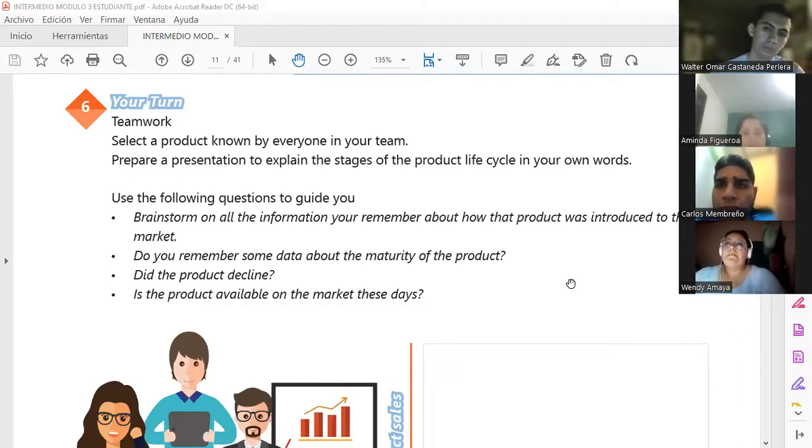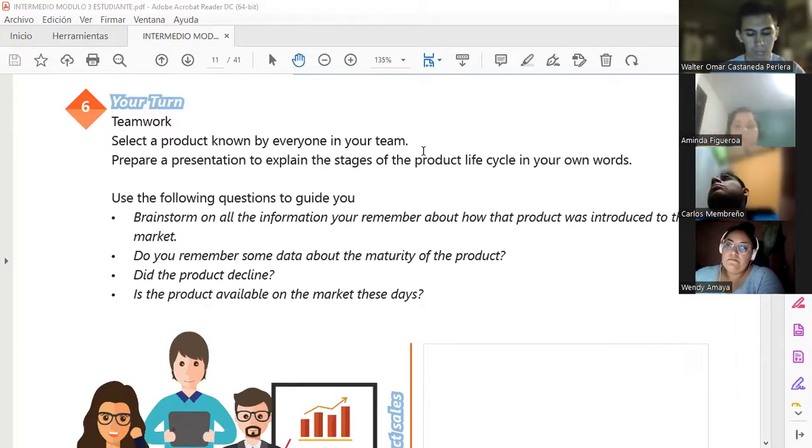Every group is going to have a secretary. I will have four groups, right? And let's go and read together. Select a product known by everyone in your team. So you're going to select shoes, watches, food, services, cars, motorcycles, cell phones, any product. For example, one example could be Coca-Cola. Coca-Cola is a product that everybody knows, right?